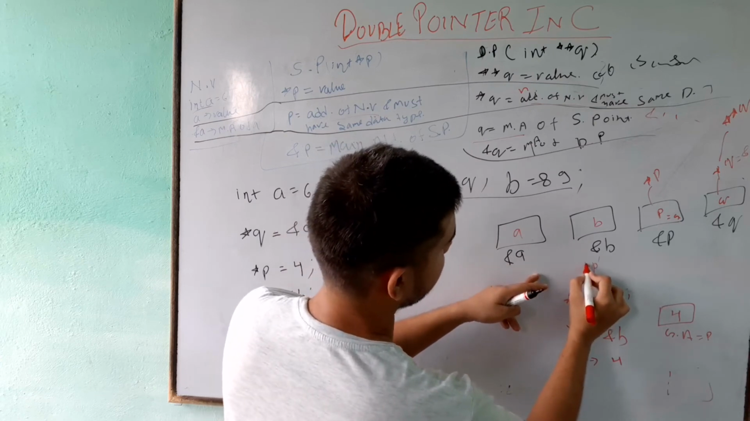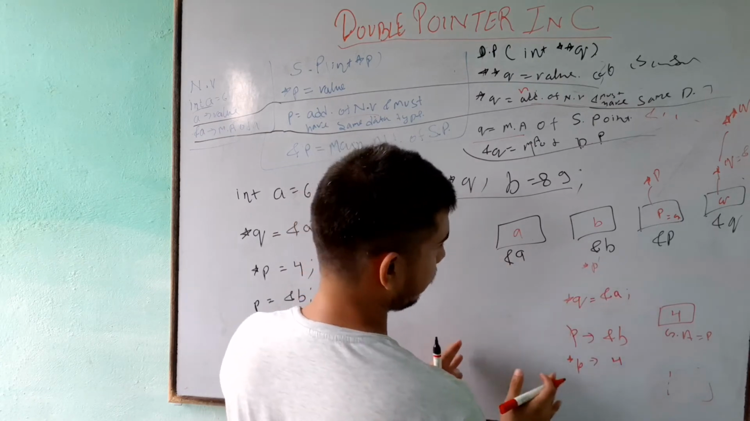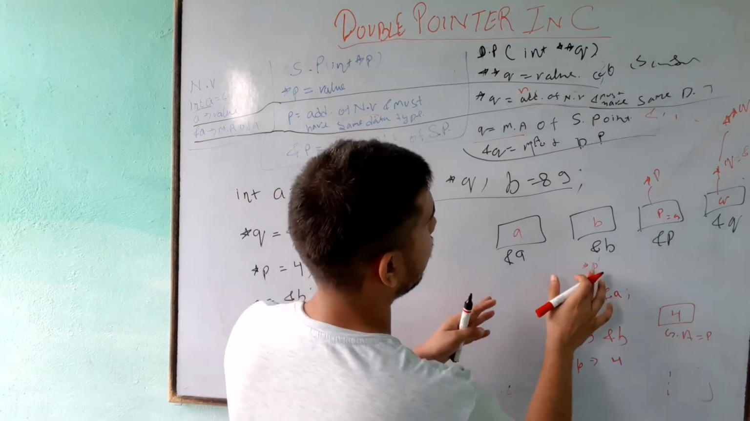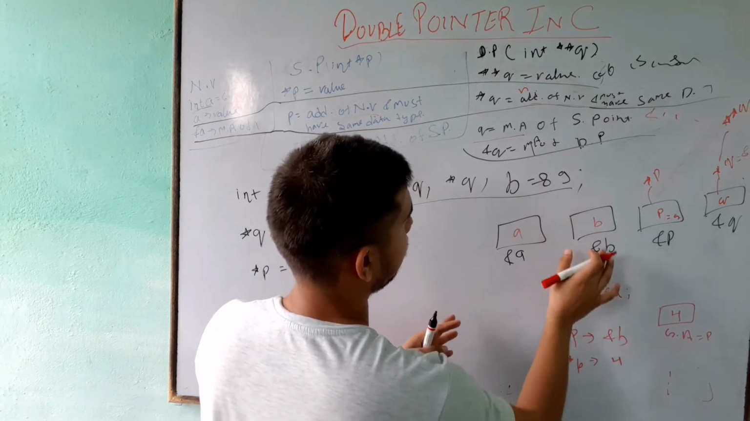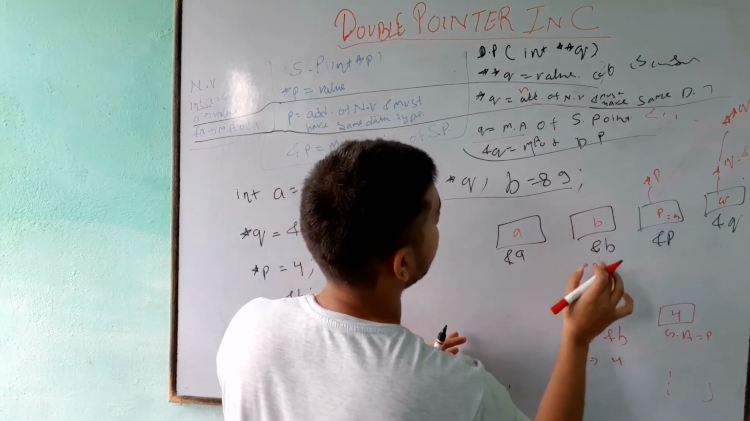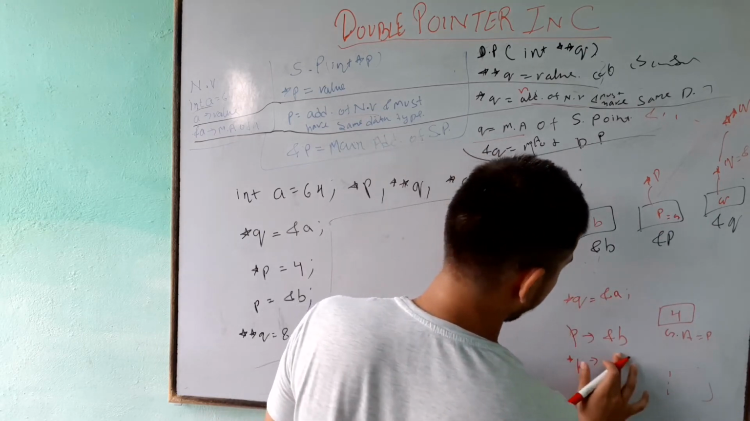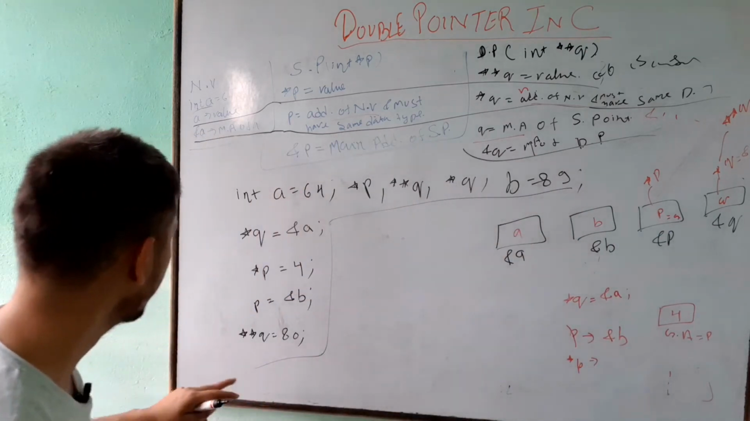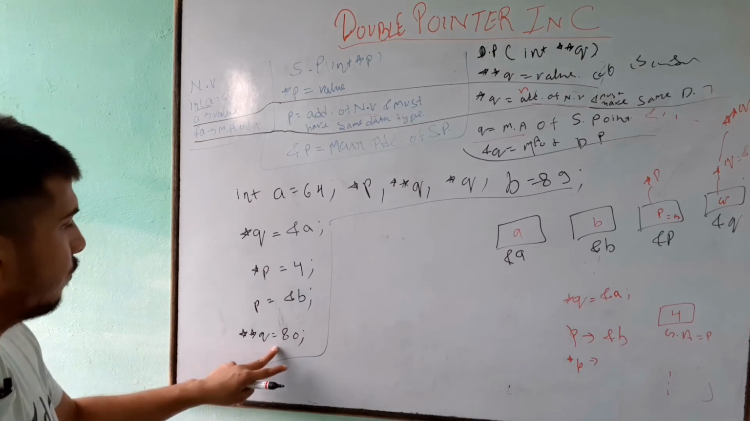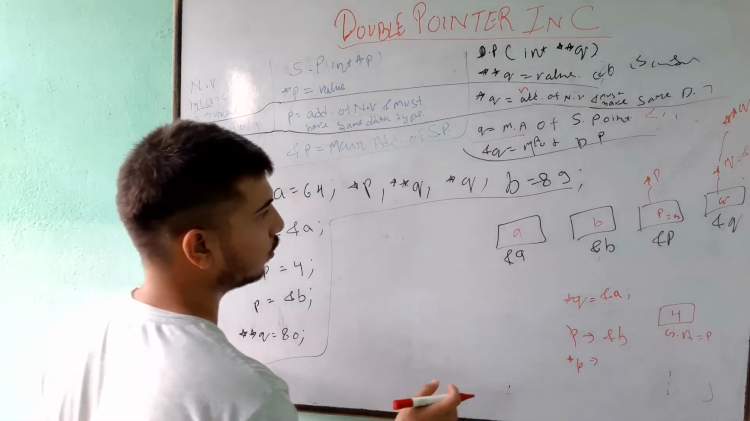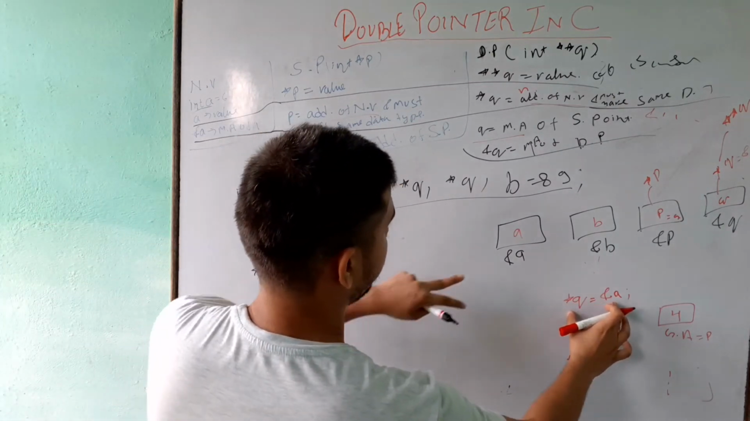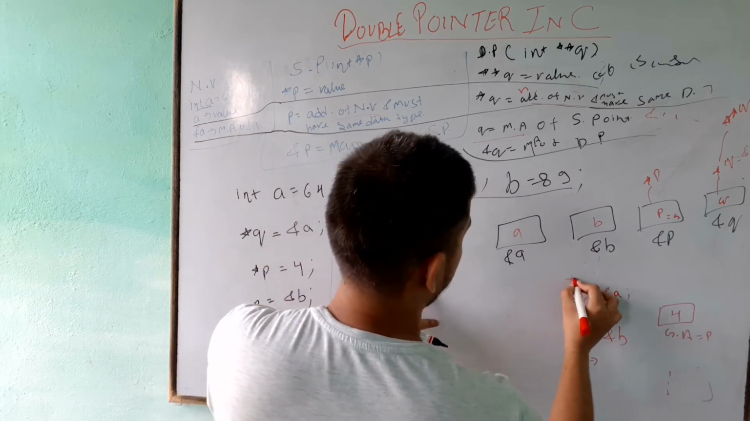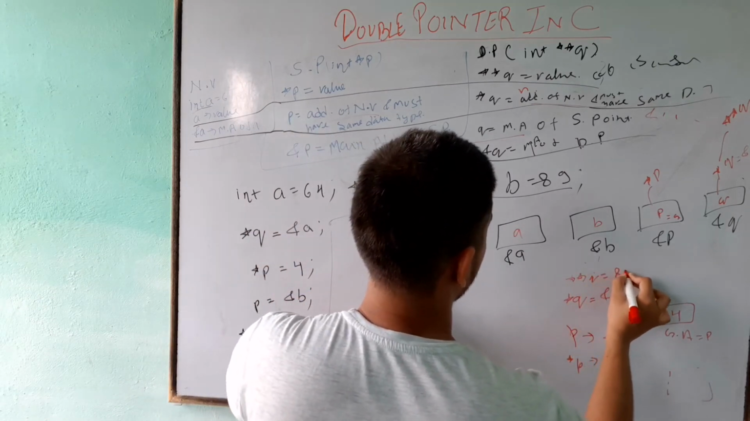If I do *p now, not before when I was talking about the garbage, the value is changing, so *p will be pointing to the value of b. Let's see what it will become, and *q will become 80. So where is *q? *q is pointing here, and I am writing *q = 80.